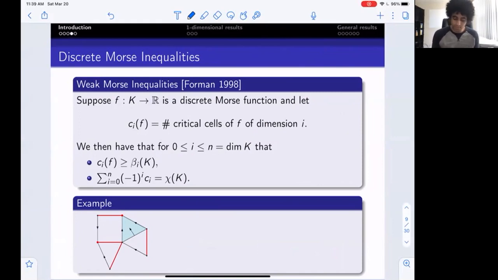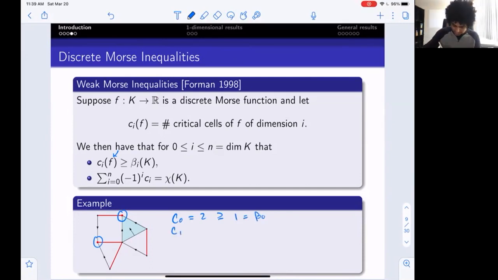So if we let C_i denote the number of critical cells of the function of dimension i, then we have these two conditions. The first one says that the number of critical cells in dimension i is going to be greater than or equal to the ith Betti number. So down here, this is just a small variation of the one we had before. There are two critical vertices. So we have that C0 is equal to 2. And the number of connected components is just 1, and that's B0. So the first condition is satisfied.